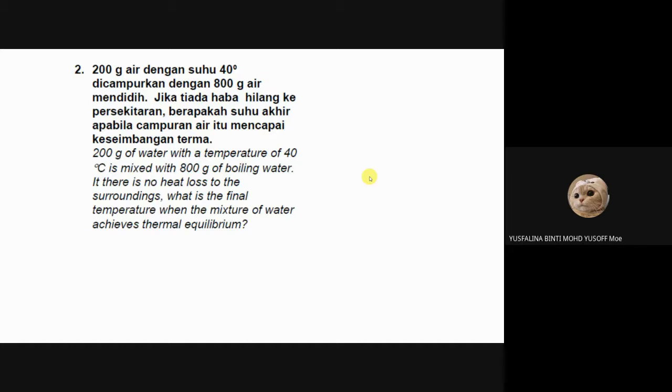There is no heat loss, which means the total heat energy absorbed is equal to the heat energy released. So this is the equation: heat absorbed is equal to heat released. What is the formula for heat energy? You already know mc theta, and this is also the energy for heat.